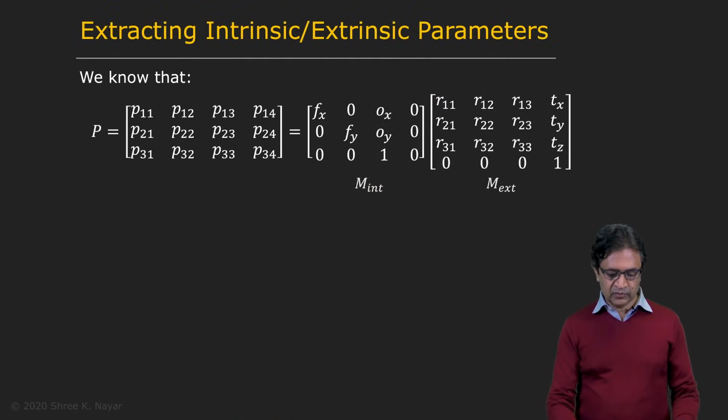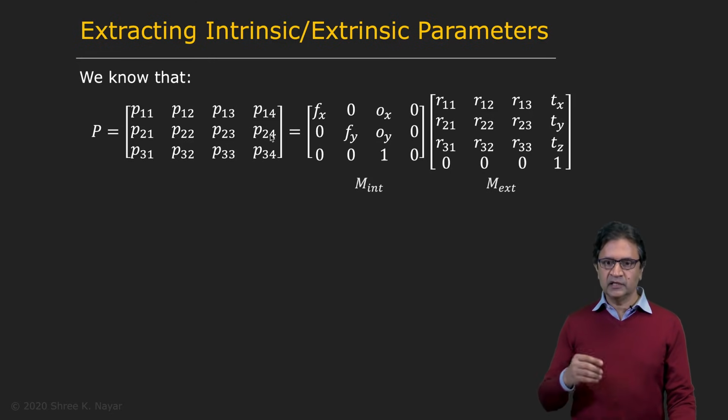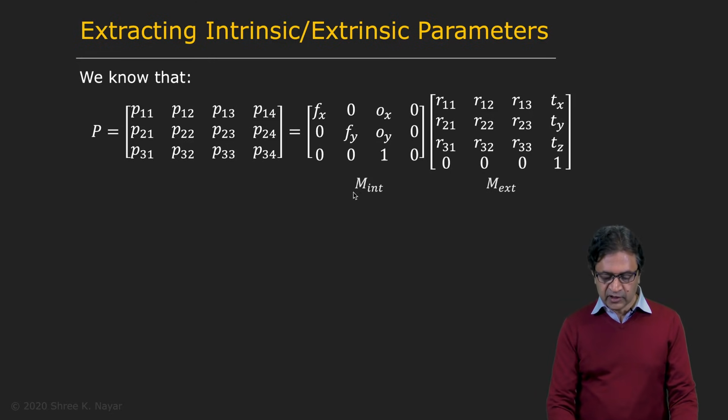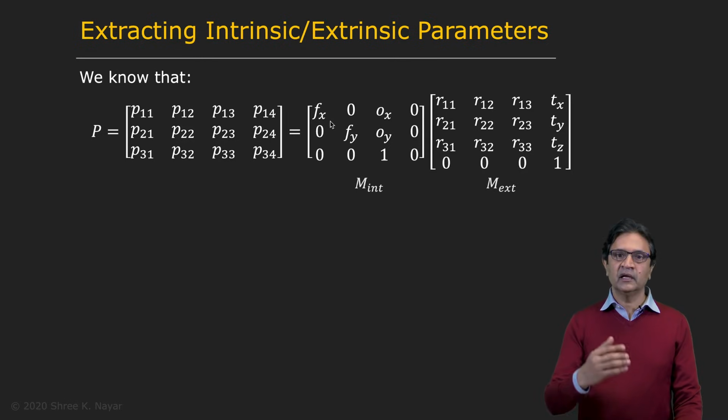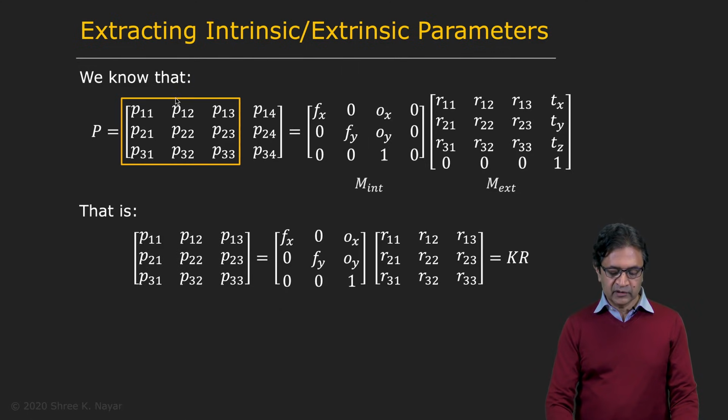Here you have your projection matrix P, which is what we've estimated using our calibration method. And we know that the projection matrix P is the product of the intrinsic matrix Mint and the extrinsic matrix Mxt. The intrinsic matrix has all the internal parameters, and the extrinsic matrix has the external parameters right here. Now let's consider this 3x3 submatrix of P. Remember, we know all of these elements.